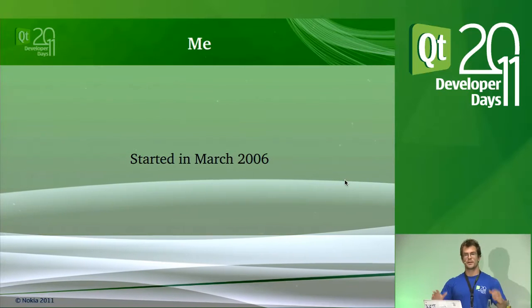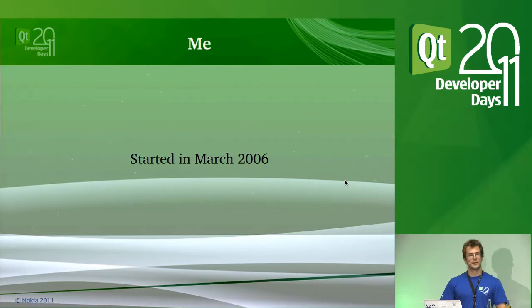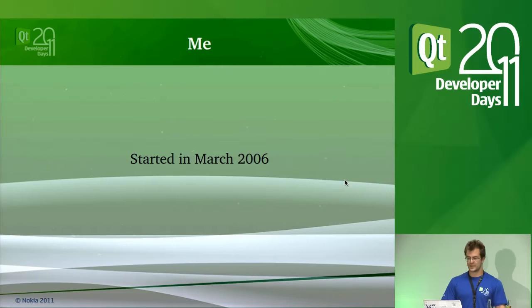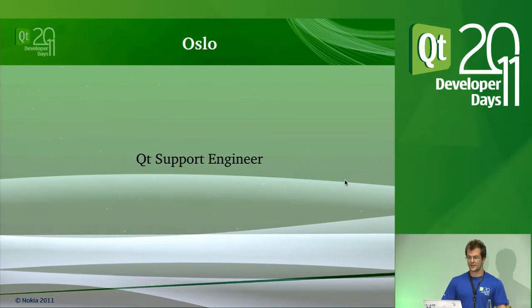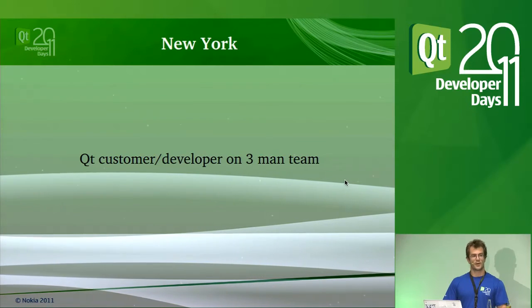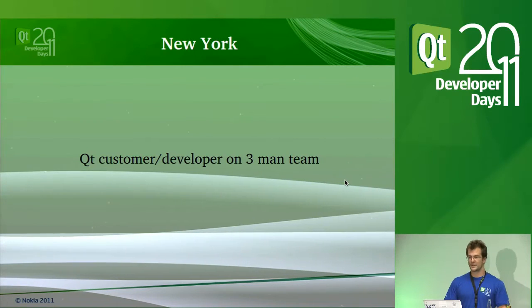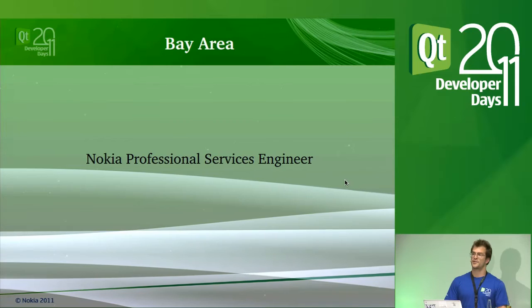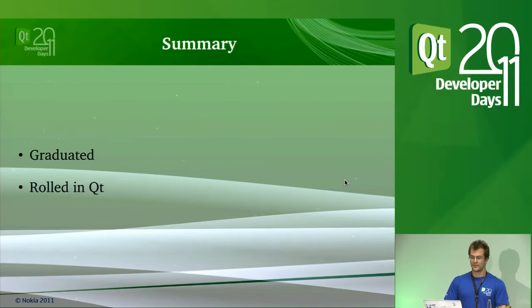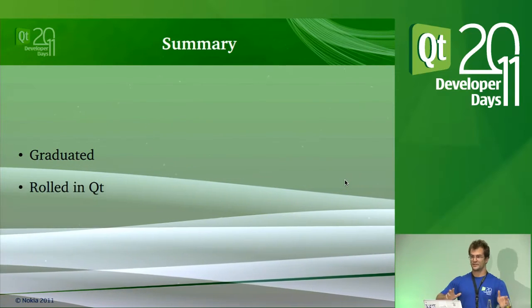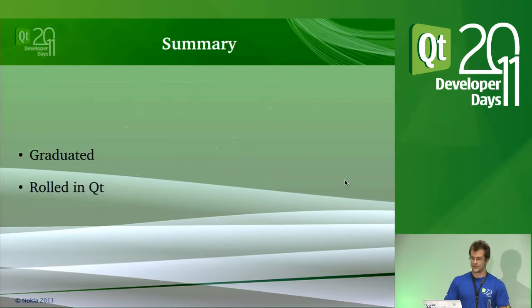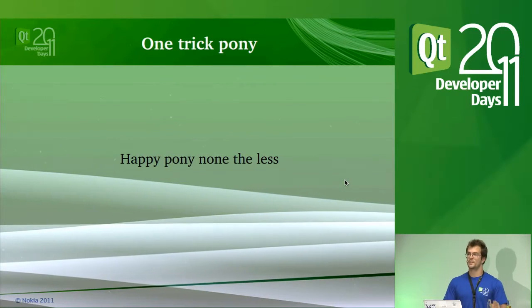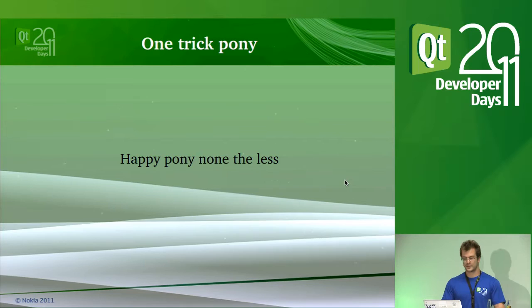A little bit of background about myself. I started at Trolltech in Oslo in 2006 as a support engineer. I then migrated to New York, where I worked as a commercial customer, before heading over to the Bay Area, where I started operating as a professional services engineer. Basically, I graduated from university and have been rolling around in Qt land ever since, which makes me something of a one-trick pony, but a happy pony nonetheless.